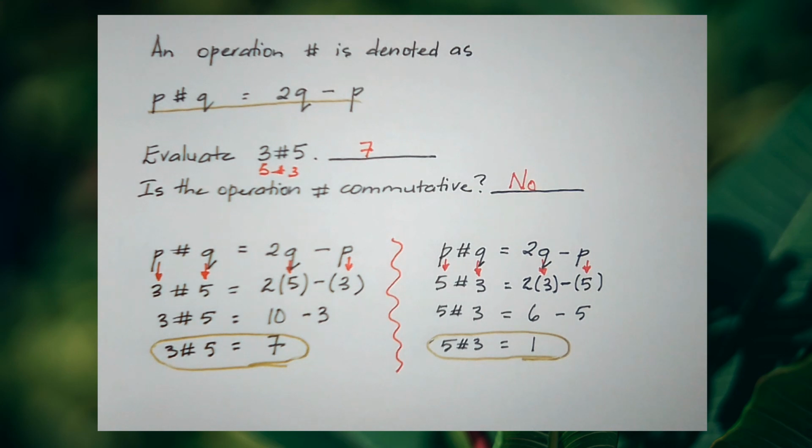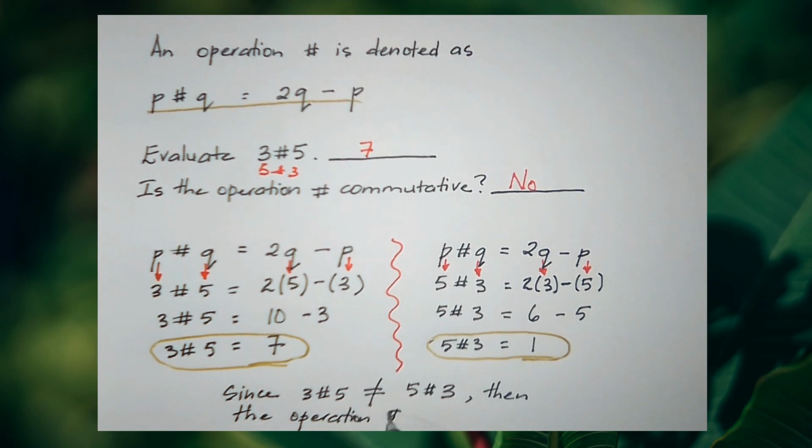And you remember that statement? We can write that statement. We can come and say, since 3 hashtag 5 is not equal to 5 hashtag 3, then the operation hashtag is not commutative. And that's that.